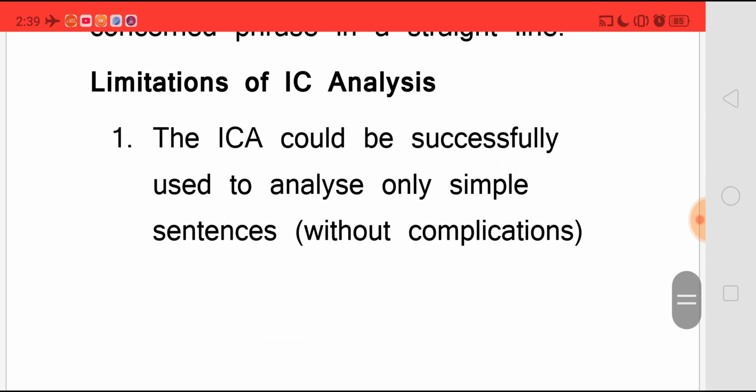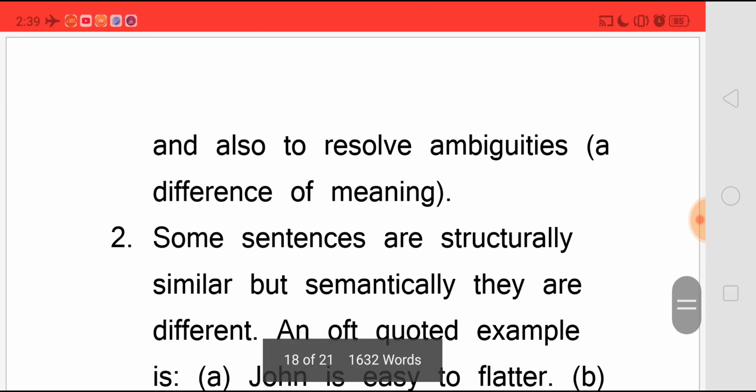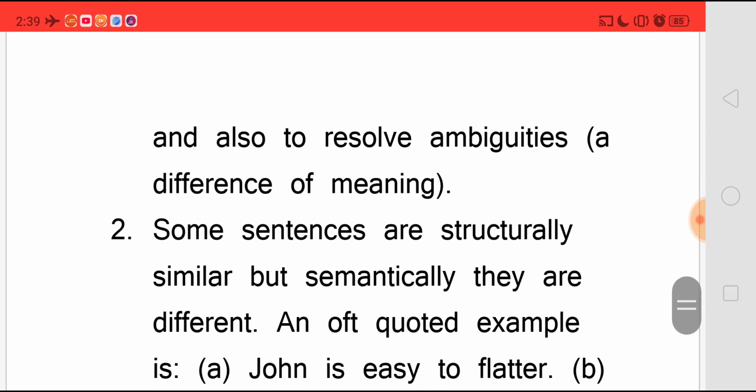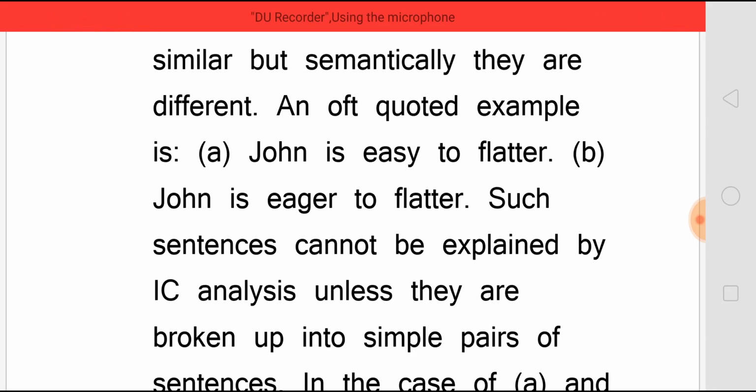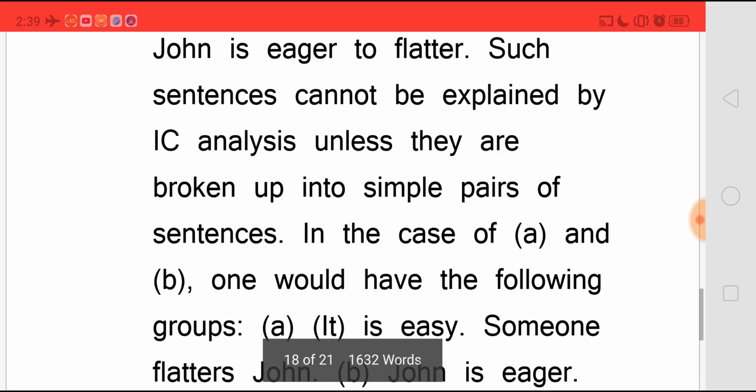Now, about the limitations of ICA analysis. The ICA could be successfully used to analyze only simple sentences without complications, and also to resolve ambiguities, that is, a difference of meaning. Some sentences are structurally similar but semantically they are different. An oft quoted example is John is easy to flatter, and the second sentence is John is eager to flatter. Such sentences cannot be explained by ICA analysis unless they are broken up into simple pairs of sentences.